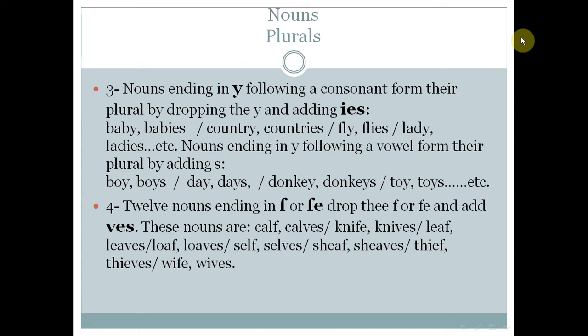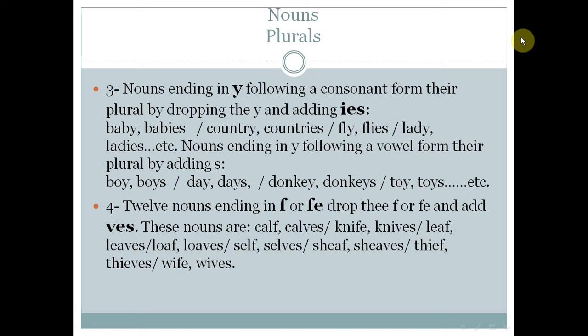But nouns ending in Y preceded by a vowel form their plural by adding S only. Boy ends in Y, but before Y there is the vowel O. So we don't drop the Y and change it into I and add ES. No. In this case, if we have a noun that ends in Y with a vowel before Y, we add only S. Boy, boys, day, days, donkey, donkeys, toy, toys, etc.